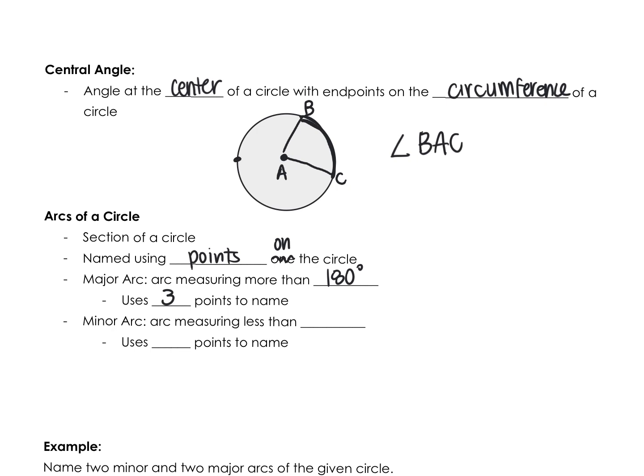So if I added an additional point on this circle, my major arc, which we use a little arc to show, would be BDC. Okay. Minor arcs are arcs measuring less than 180 degrees, and we use 2 points to name them. So my arc BC is my minor arc.